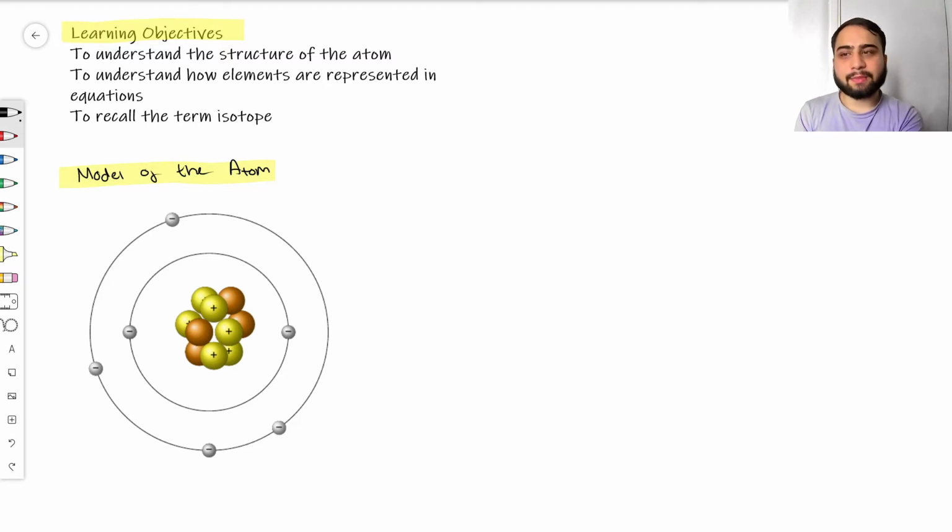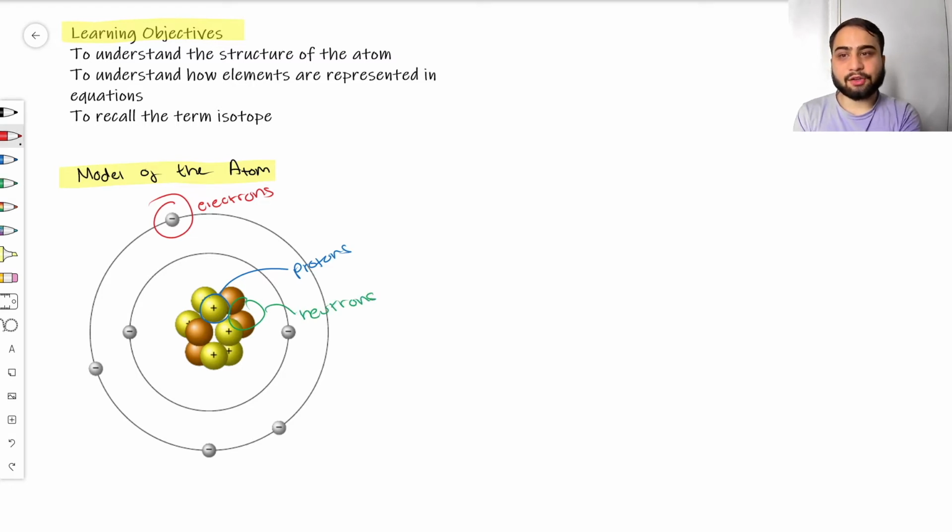So atoms are made up of three main parts. Here we have electrons, protons, which are these positive ones here, and neutrons here.